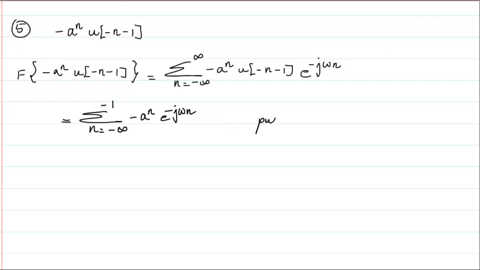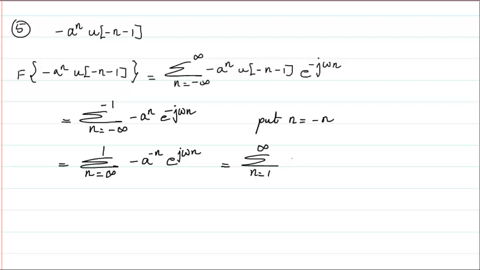Now here, if I put n is equal to minus n, then the limit changes from infinity to 1, because n is equal to minus n. Similarly it is going to be minus a raised to power minus n, and this becomes e raised to power j omega n. Why? Because I have put n is equal to minus n. This can be rearranged as summation n is equal to 1 to infinity of minus, a raised to power minus 1. This minus I will take outside, and I will write this as minus of a raised to power minus 1 e raised to power j omega, all raised to n.